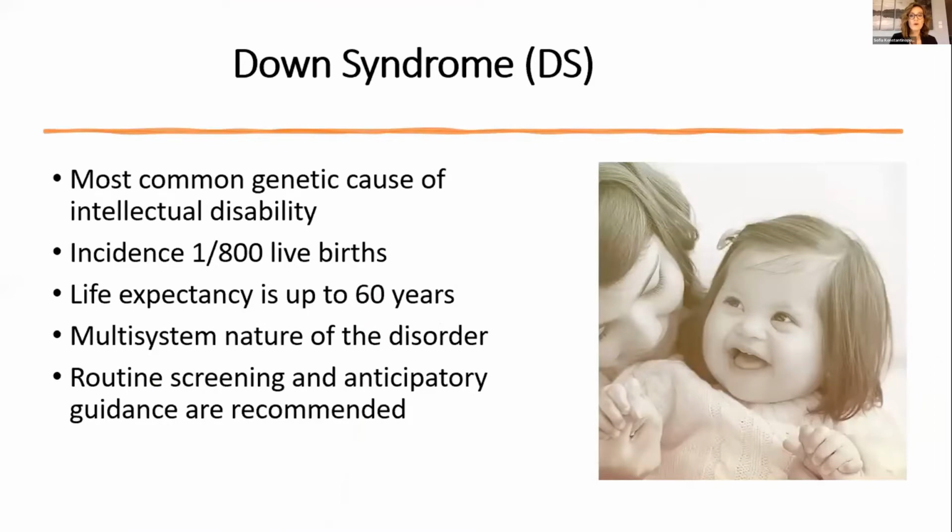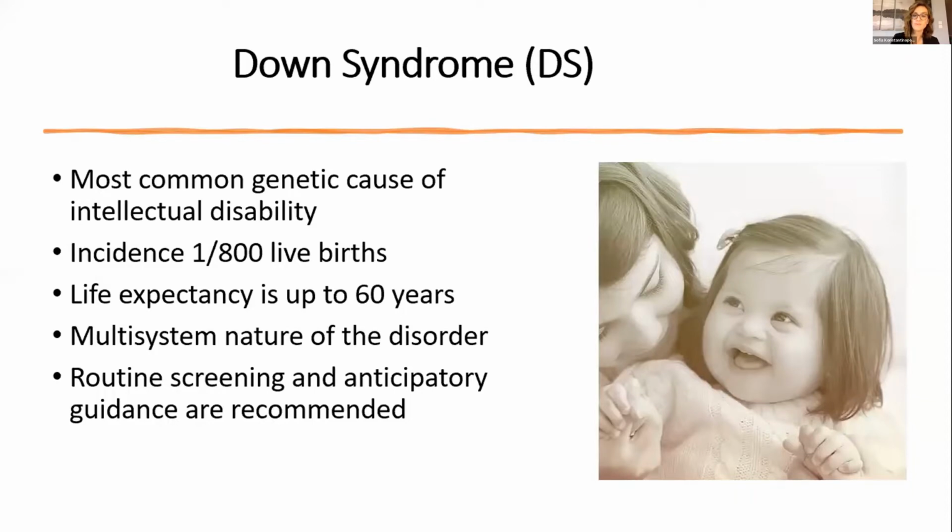So in general, we know that Down syndrome, caused by trisomy 21, is the most common genetic cause of intellectual disability. Its incidence ranges between 1 in 600 and 1 in 800 live births. The main focus in the neonatal period is the cardiac management of these individuals. But we know that in children with minor or repaired congenital cardiac defects, their life expectancy goes up to 60 years of age.